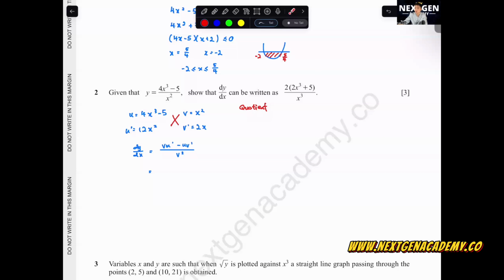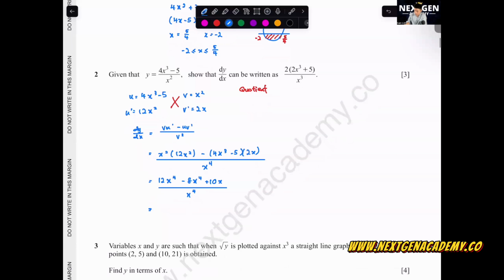v u prime minus u v prime over v squared. v is x squared times 12x squared minus (4x cubed minus 5) times 2x, over v squared, which is x squared squared, x to the power of 4. We open up. This will be 12x to the power 4 minus 8x to the power 4 plus 10x over x to the power of 4. For this, we minus it off, then we factorize it.